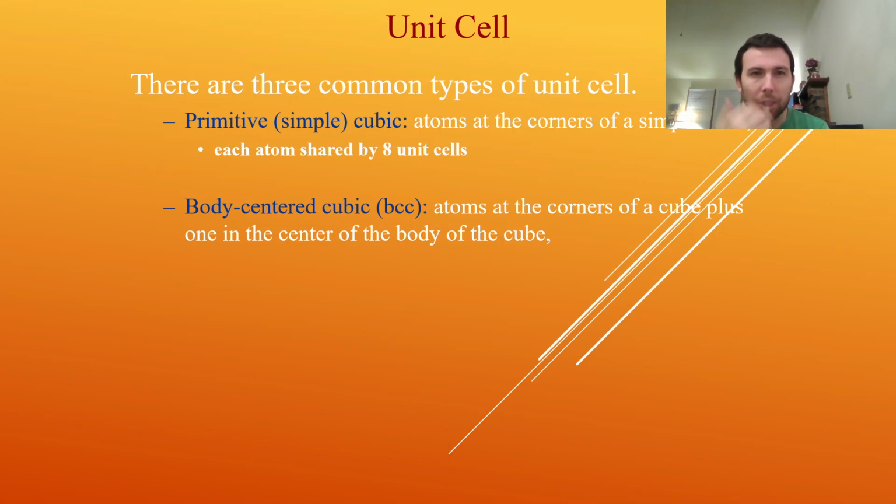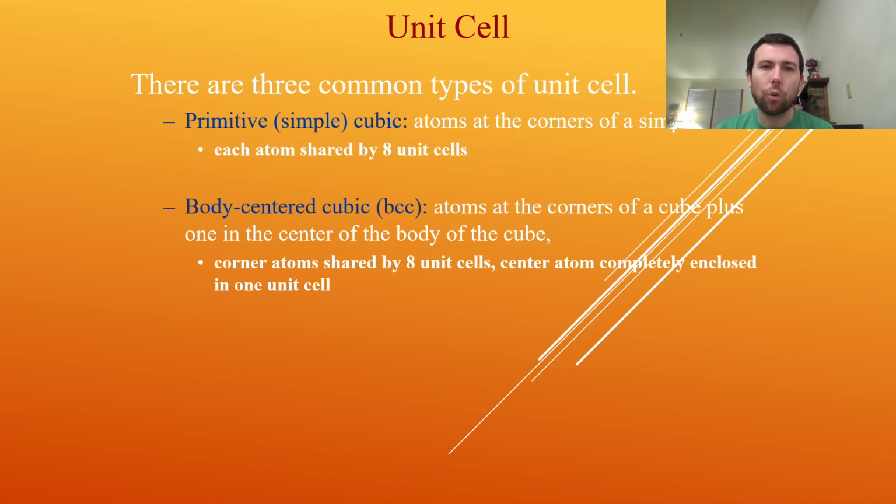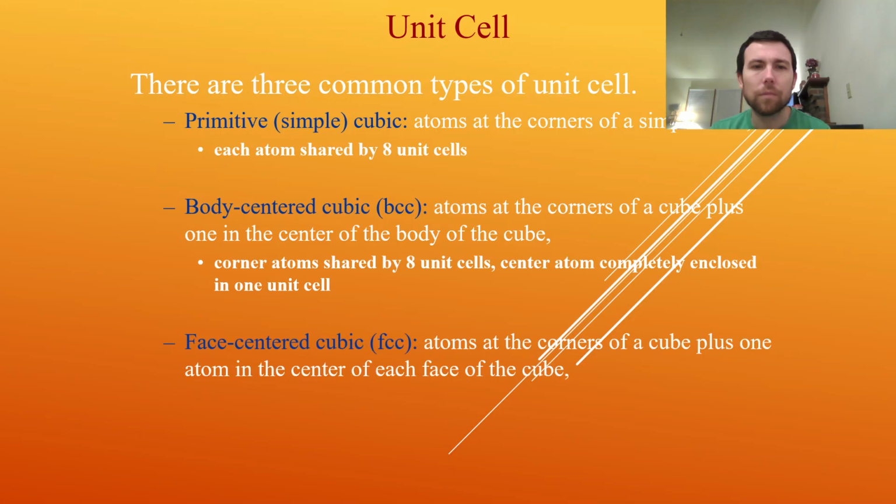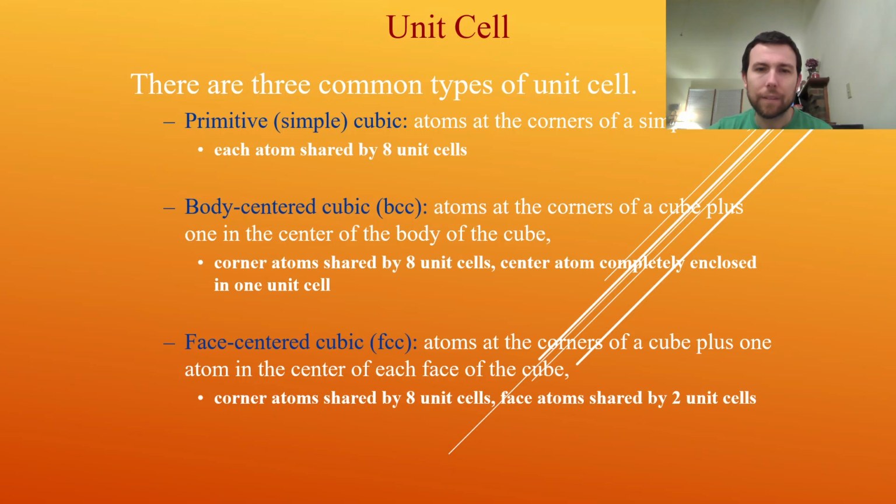You've got a body-centered cubic, BCC. That means atoms at the corners of a cube plus 1 in the center of the body of the cube. The corner atoms are shared by 8 unit cells, and the center atom is completely enclosed in 1 unit cell. And lastly, you've got the face-centered cubic, FCC. So you've got atoms at the corners of a cube plus 1 atom in the center of each face of the cube. A corner atom is shared by 8 unit cells and face atoms are shared by 2 unit cells.